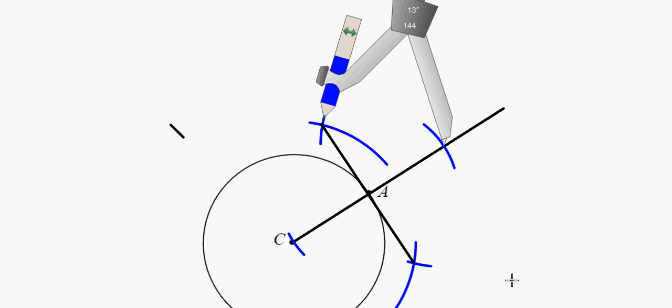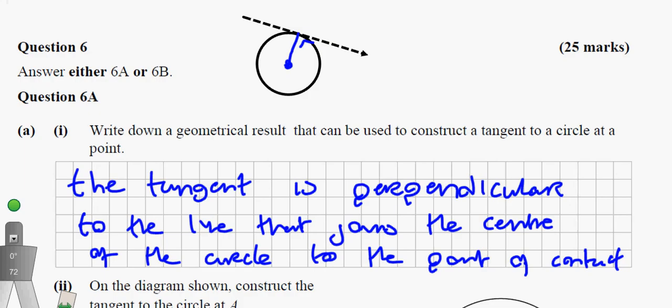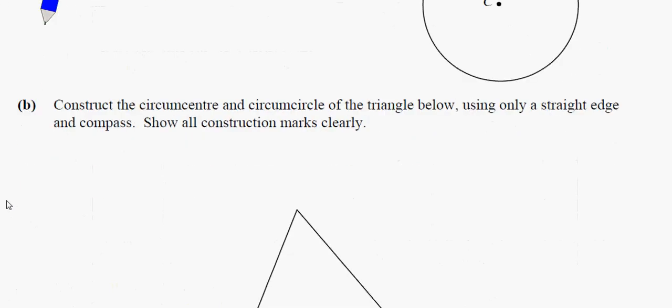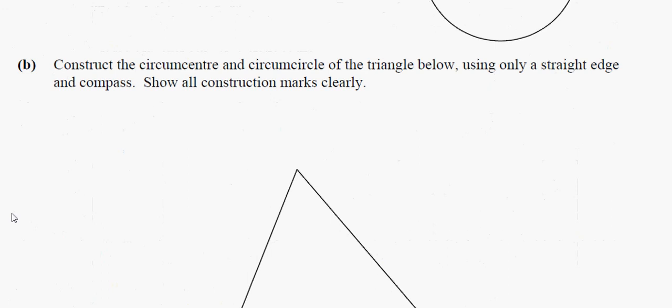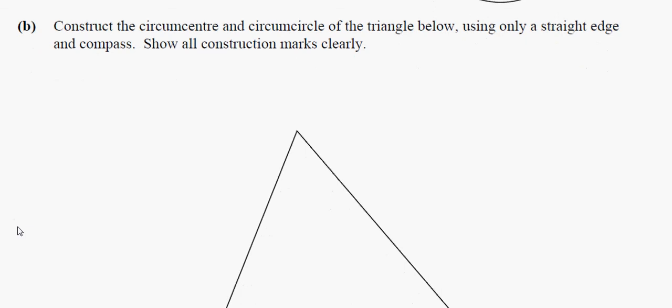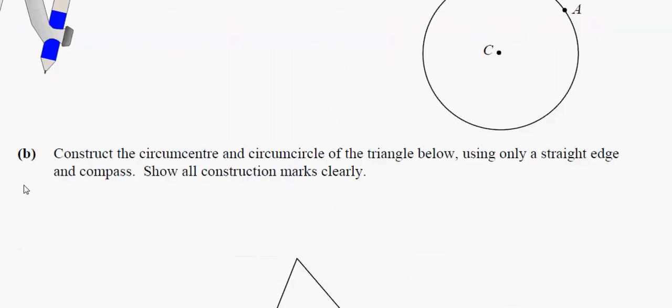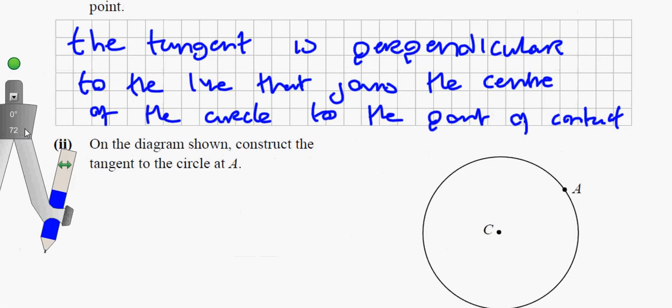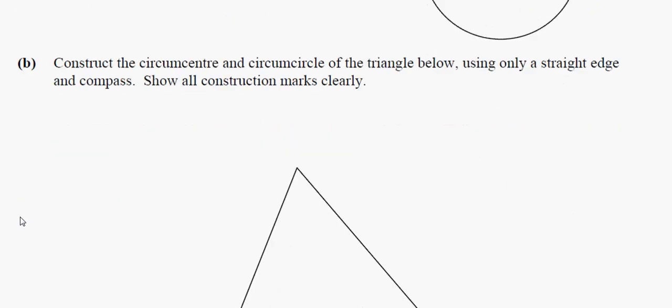Okay, now the next one after that wants me to construct a circumcenter. Construct the circumcenter and circumcircle of the triangle below using only a straight edge and a compass. Show all construction marks clearly. Now, unlike the first question, it didn't mention anything about construction marks in the last question, but this one wants me to show all the construction marks clearly.